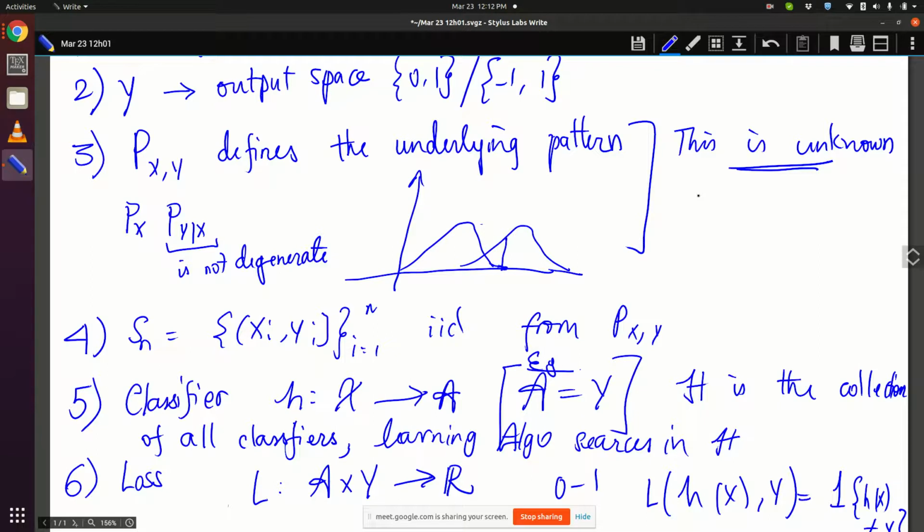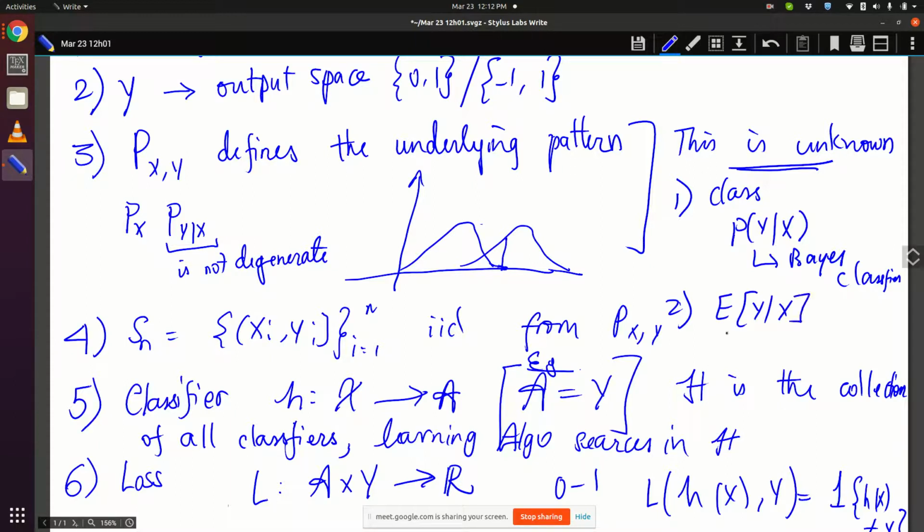We have the expected value of y given x as the best predictor for regression. For classification, we can compute the posterior P of y given x, and then compute the Bayes classifier, which minimizes the risk. So this is the optimal. If the distribution were known, there is no machine learning to be done. We can directly do this. Do you all understand? Yes, sir. Okay.